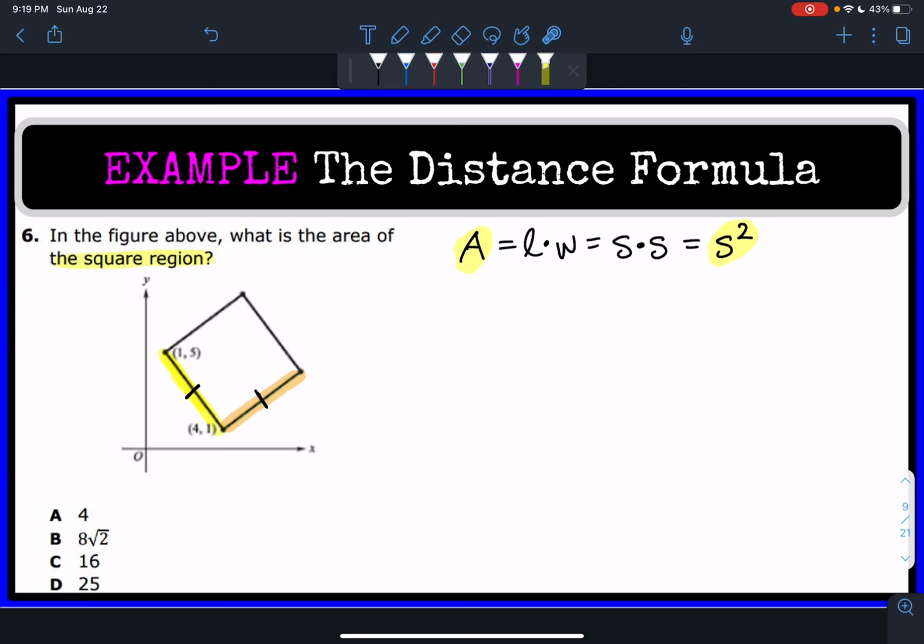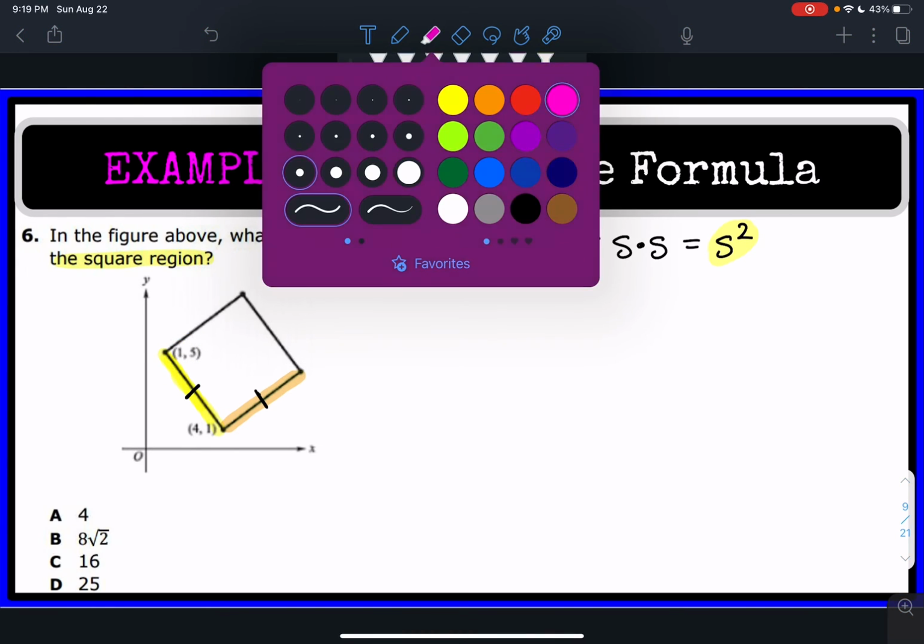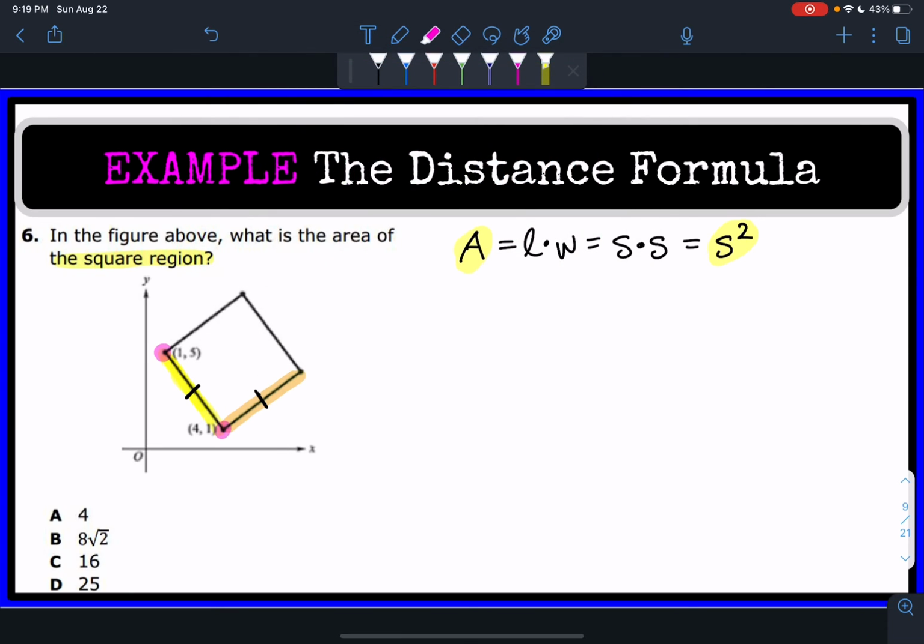But here's the problem. I don't know how long this side is, or any of the 4 sides, but I do know that these 2 endpoints have the following coordinates. So what I can do is find the distance between those 2 endpoints and thus figure out the length of this segment. So let's do that. Let's figure out the length of this segment.